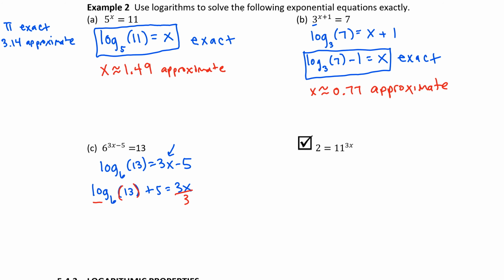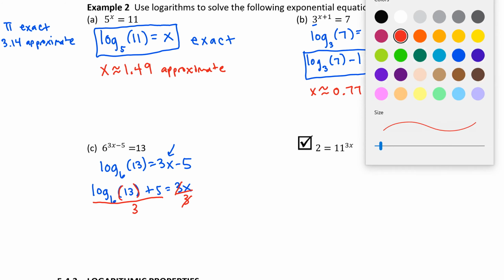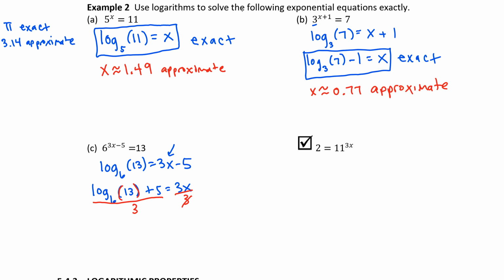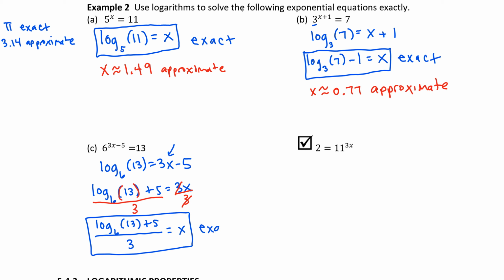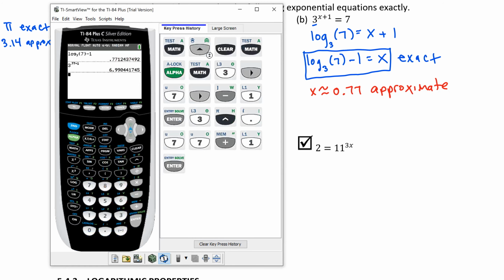So I'm going to divide both sides by 3, the entire left side by 3. So my exact solution looks a little bit complicated. Log base 6 of 13 plus 5, all divided by 3. That is my exact solution. Exact in the fact that the way we have it written symbolically represents all the decimals associated with that irrational number.